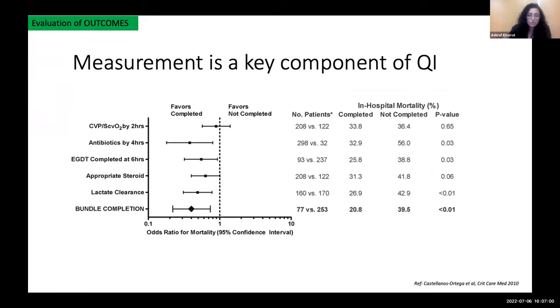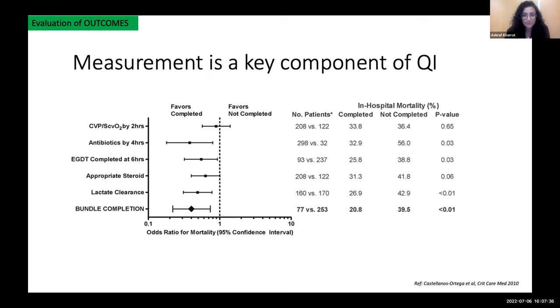What I've shown you here is a study that looked at Surviving Sepsis guidelines, which are clinical practice guidelines for sepsis management in adults. For this particular study, they used quality improvement methodology to guide the implementation process, so improving processes. And then they used a more standard or typical epidemiological approach to look at outcomes. There are a lot of different ways to look at outcomes, so this is one example. And it's an example of how QI methodology can work hand in hand with traditional epidemiological study methodology to improve both your processes and your outcomes.